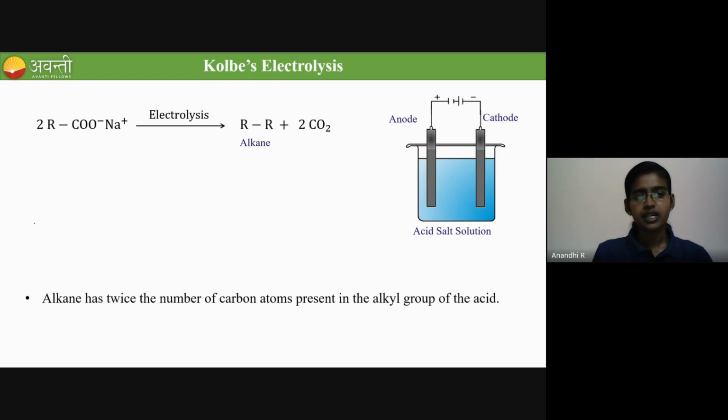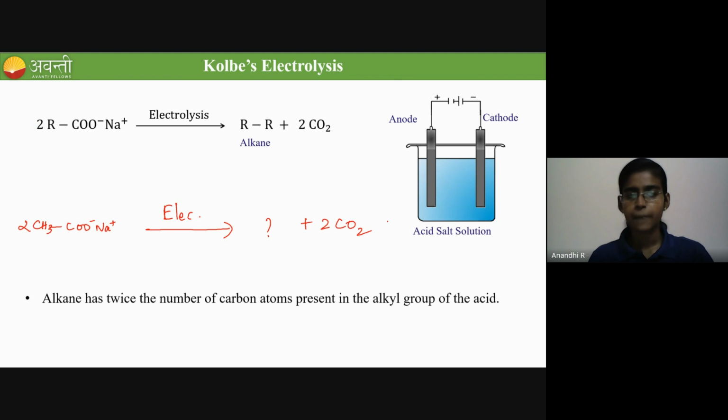Suppose I take the same CH3COO minus and Na plus, 2 moles, on electrolysis. What will I get? Can you tell me the name of the product? In the previous reaction, I got CH4, methane, right? For the same reactant here, we get ethane because the R group is methyl and we are getting RR. So C2H6 is ethane. Good.